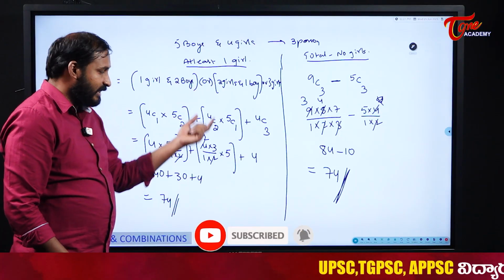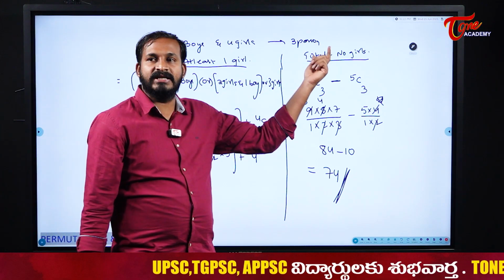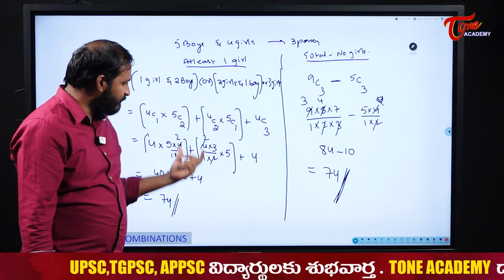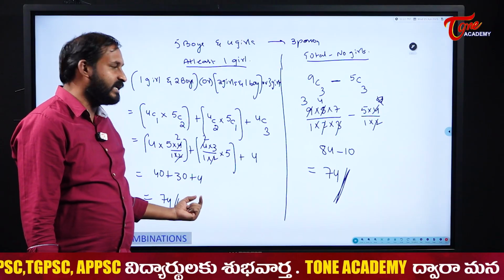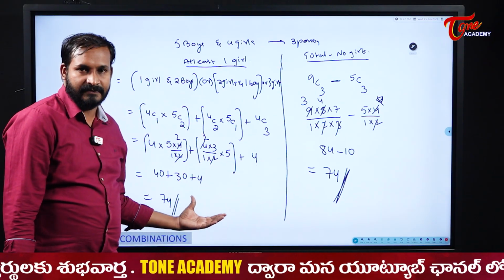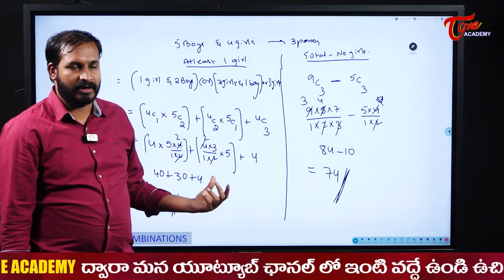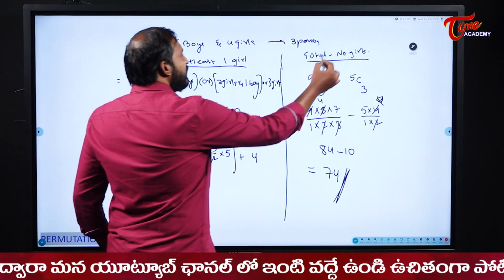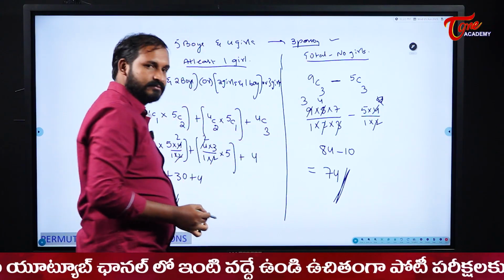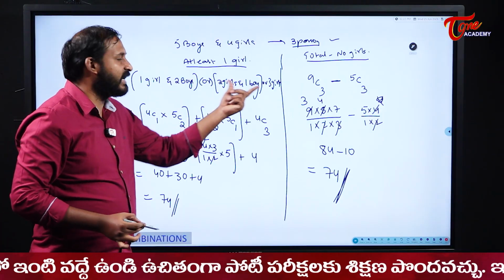So at least one means we can also take total minus no girls. Sometimes, depending on the situation, if you get this idea, it is fine. If not, go with the standard procedure. You can find it in this way or in this way. Both are very important. Why I am telling this: here the number of persons chosen is only 3, so we got only 3 categories.